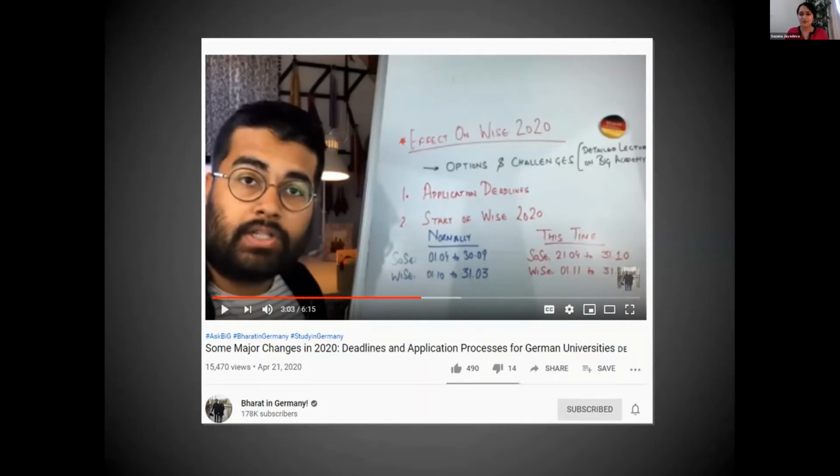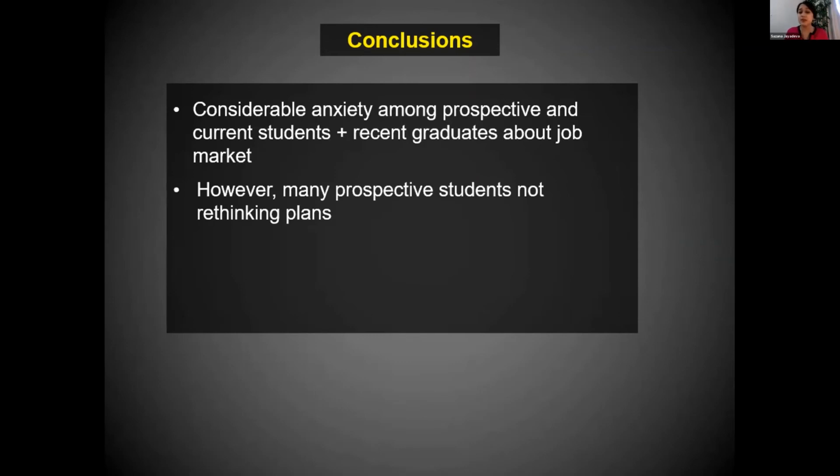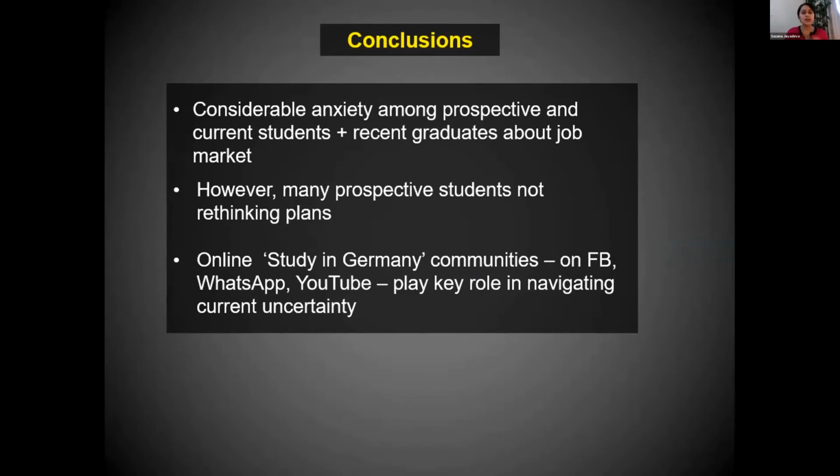So to conclude, there was considerable anxiety among prospective and current students, mainly about the job market. However, most were not rethinking their plans. And recently I read that Germany in fact saw a record number of international students despite the pandemic. And finally, while online student-led grassroots social media groups have always been important, under the conditions of the pandemic, they appear to have been all the more important. So I will stop here and I'll be happy to answer anything in the Q&A.